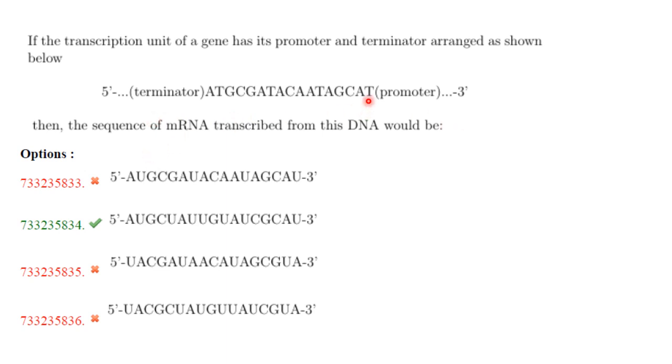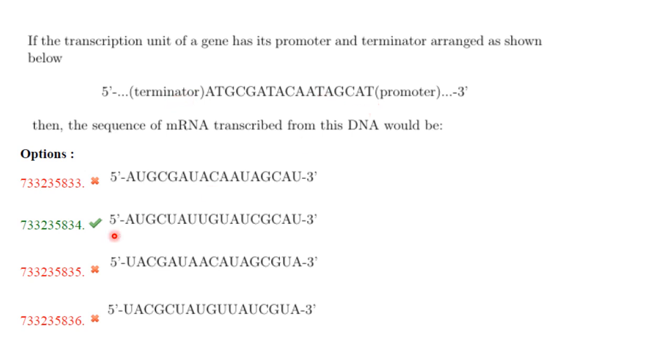Since it is mRNA, instead of T, you will have to use U. So here it will be A, U, G, C, U, A, U, U, G, U, A, U, C, G, C, A, U. That is in the 5' to 3' direction. That is this direction. I have transcribed the strand of the DNA to mRNA.